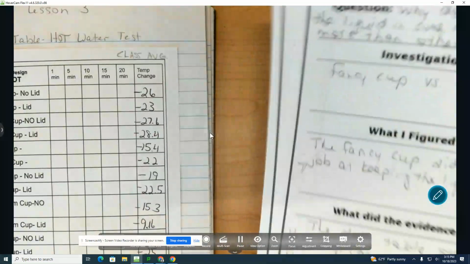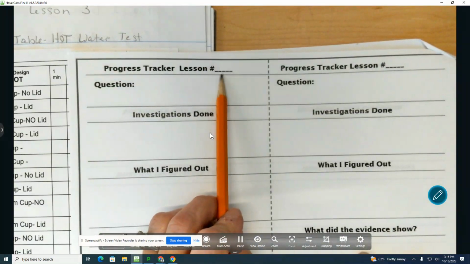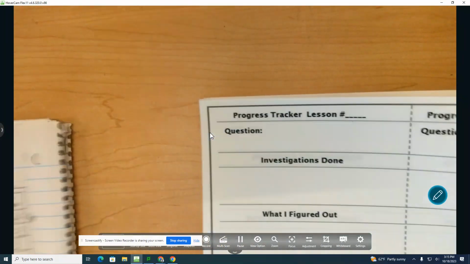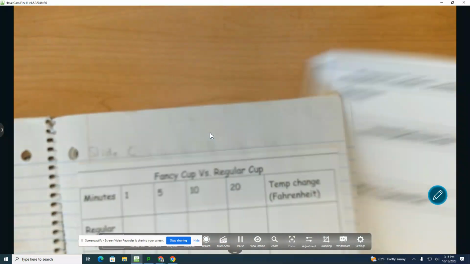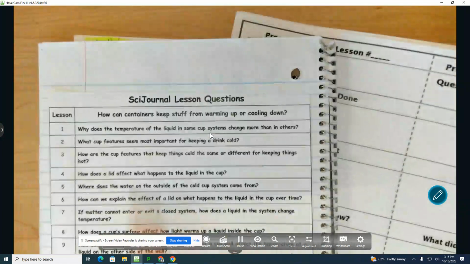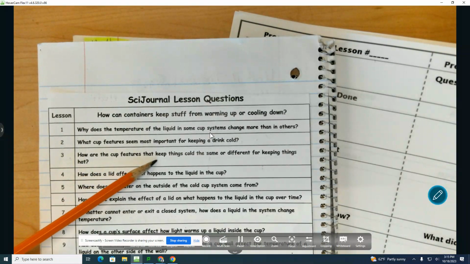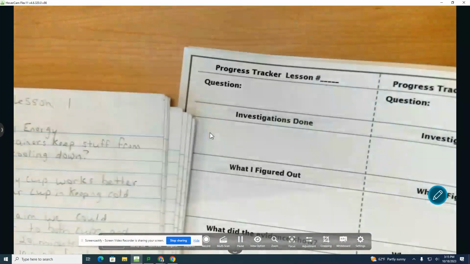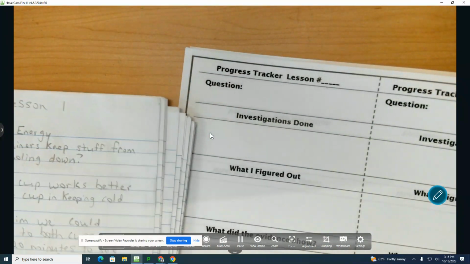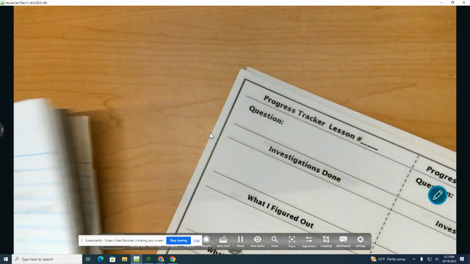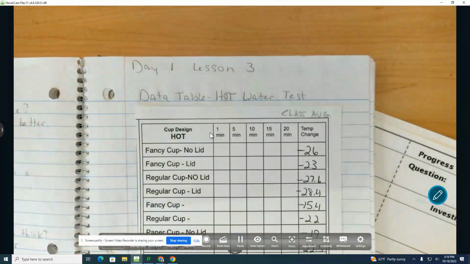Okay, so lesson 3, you're going to keep going. Lesson 3 was hot water test. Same question. So we go back in lesson 3, maybe it's a different question. Let's look. Lesson 3, it's a little bit different. So we take a look at it. How are the cup features that keep things cold the same or different for keeping things hot? And all of the information, you want to look for the headings that say lesson 3. So I'm going to flip through. It's going to be a lot of flipping through our journal to find information.